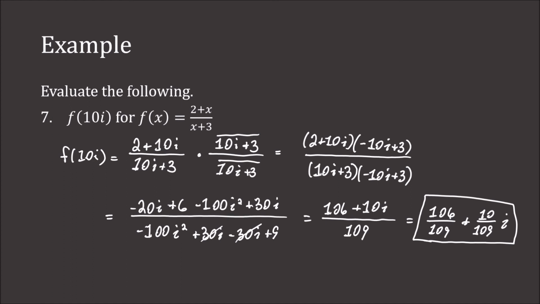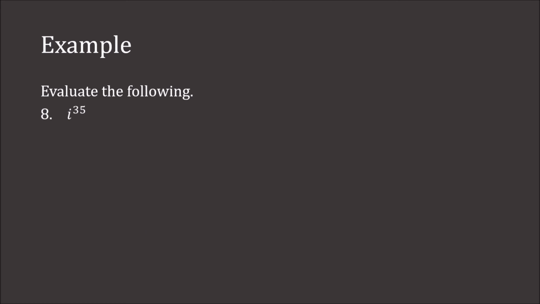Now we can also simplify i to different powers. So let's simplify i to the 35th power. So the idea here is to try and make the exponent even. Well, we can write i to the 35th as i to the 34th plus 1. Now we can use properties. So this becomes i to the 34th times i to the first power.